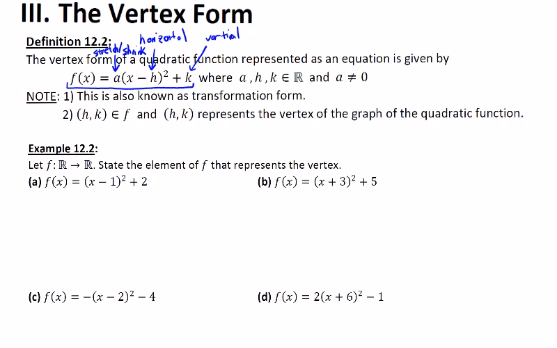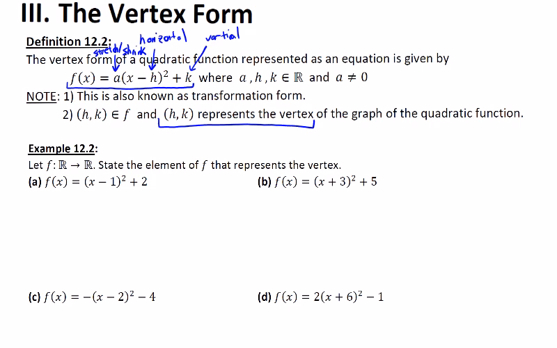The big deal with the vertex form is that the values of h and k represent the vertex for the graph of your quadratic function. H comma k does represent the vertex. So if you understand how to read vertex form, you get the vertex for free. Hence why we call it vertex form. So go ahead and take a look at example 12.2.